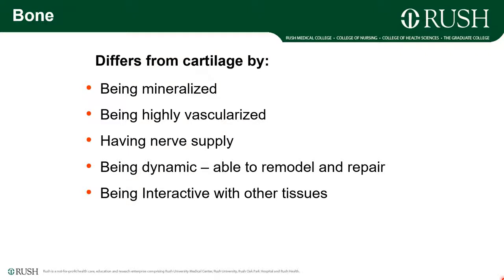Bone is very different from cartilage, and it differs by being mineralized, is highly vascularized, and has extensive nerve supply. In addition, it's also very dynamic, which means that it's able to remodel and repair, unlike cartilage. It also interacts with other tissues such as the muscle and ligaments.